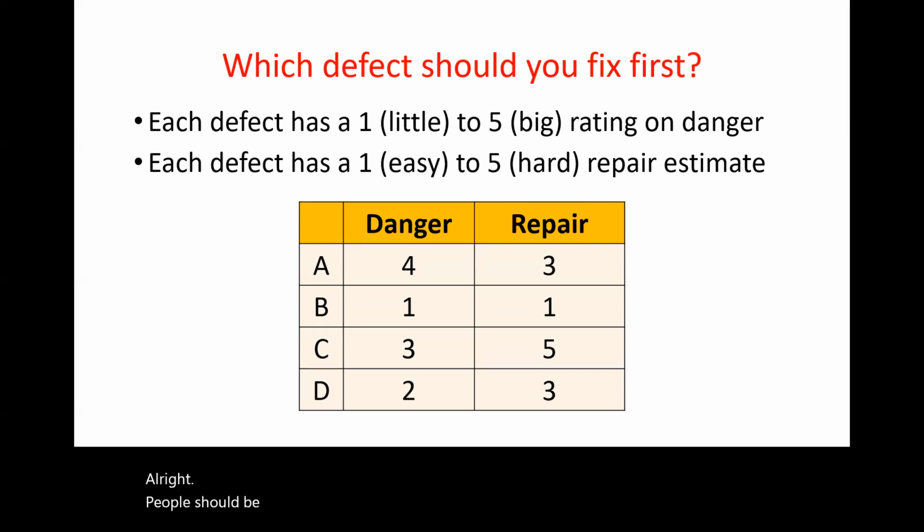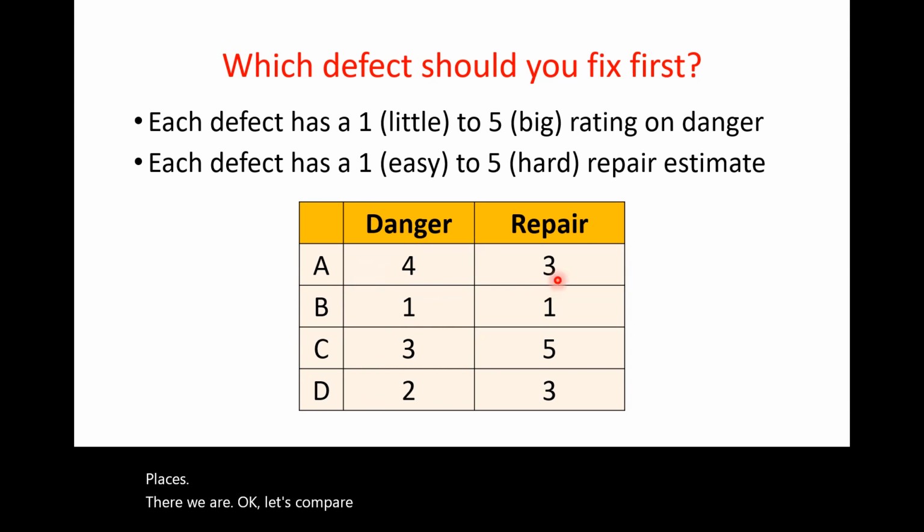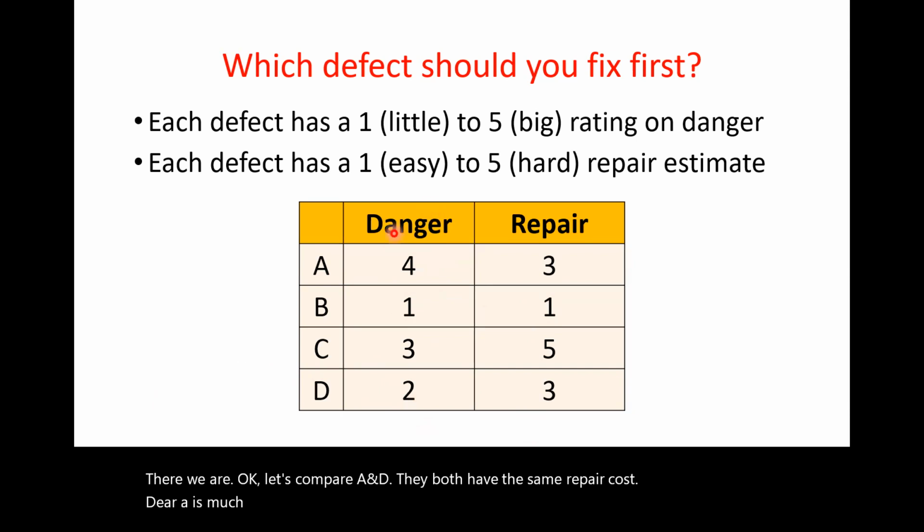Online's got a pretty good answer here. Let's take a look at this. How do you decide this? Well, I decide this by looking at pairs of answers. Okay, let's compare A and D. They both have the same repair cost. A is much more dangerous than D. So you're going to do A before you do D. That's easy to say. So D is not the answer. For all those who clicked D, D is not the answer.